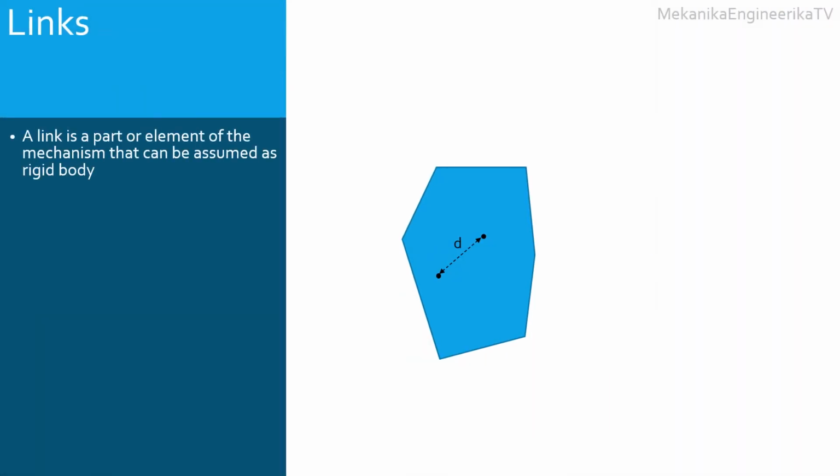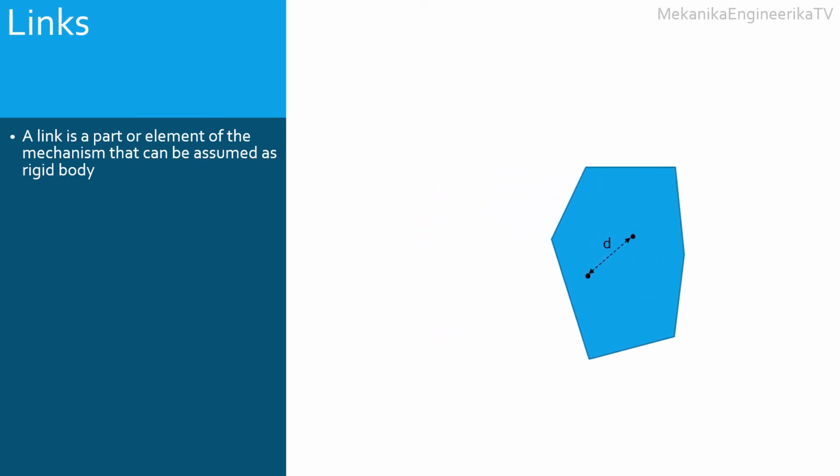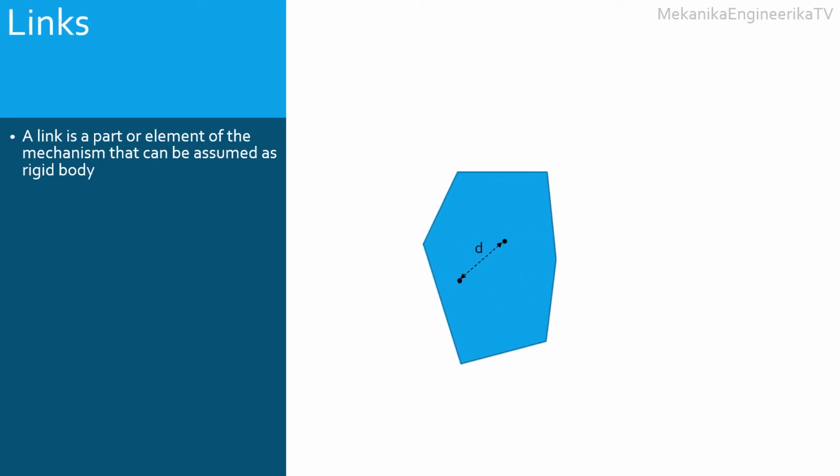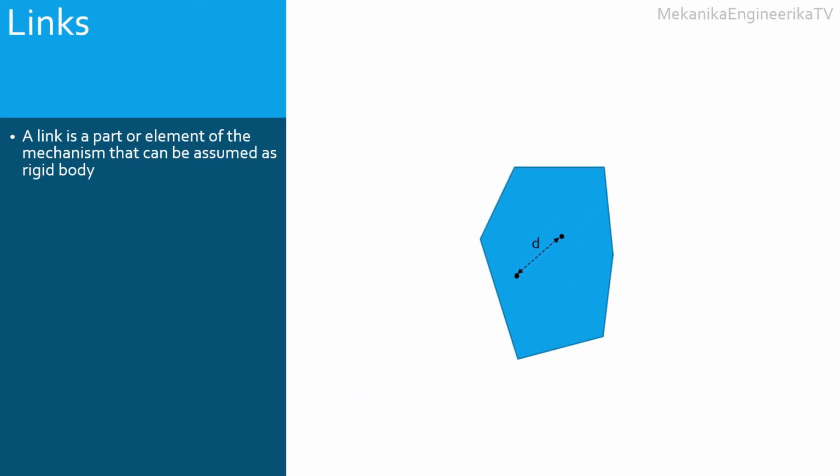A link is a part or an element of a mechanism that can be assumed a rigid body. Rigid bodies are mechanical elements that do not suffer any change of shape. A body can be considered a rigid body if the distance between any 2 points of that body remains constant or does not change while the body moves or is subjected to a load. A rigid body does not suffer a distortion of shape. The body's shape is then conserved.